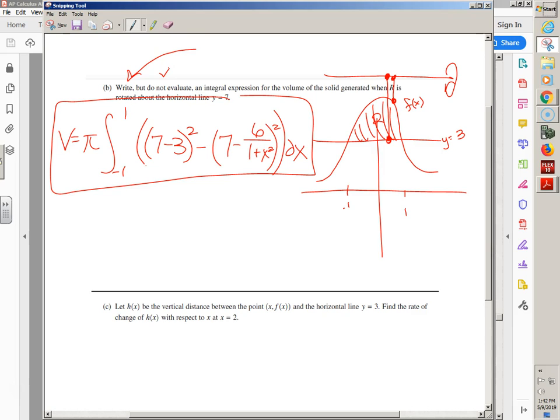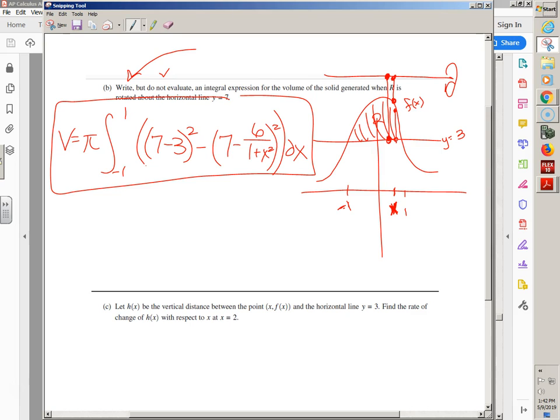Okay, letter C. It says let h of x be the vertical distance, the up-down distance, the top minus bottom distance, between the point x, f of x, and the horizontal line y equals 3. Just to give you an honest peek into my life, this morning I naturally put x between negative 1 and 1. I thought, vertical distance, go up and hit this, so f minus 3, and we solved it.